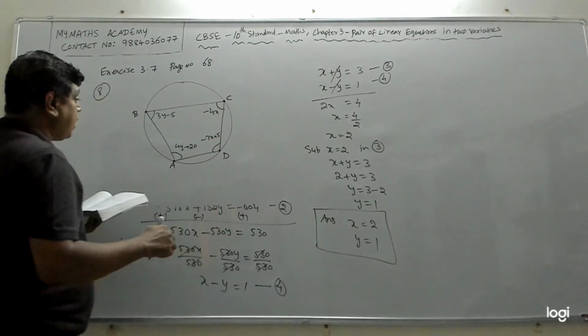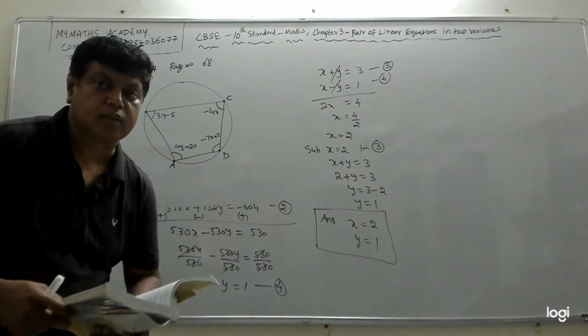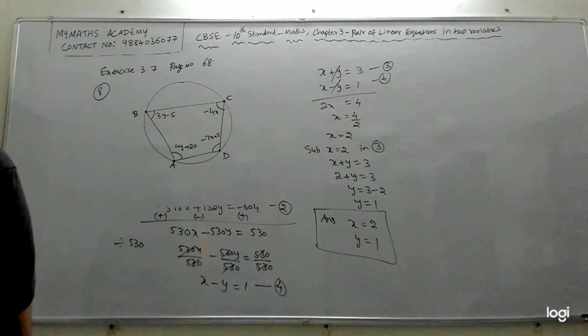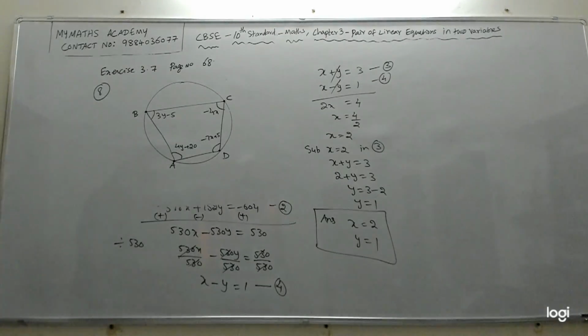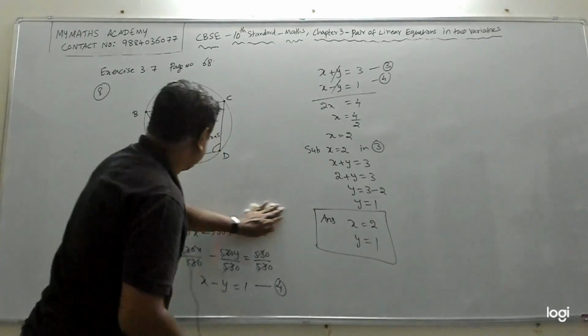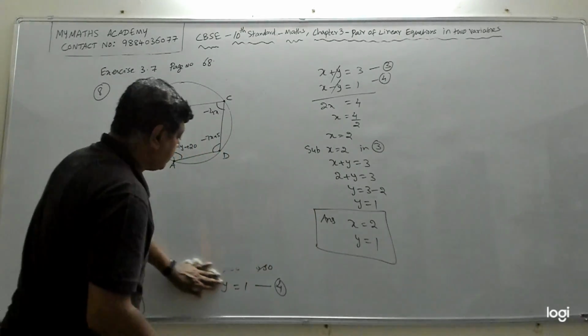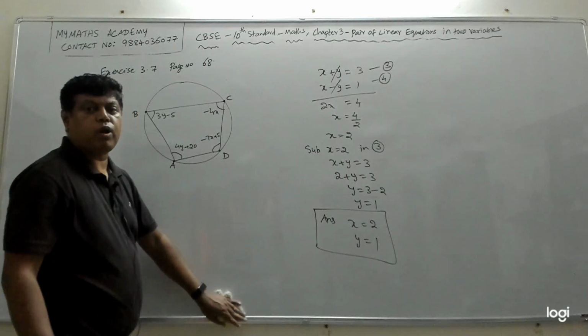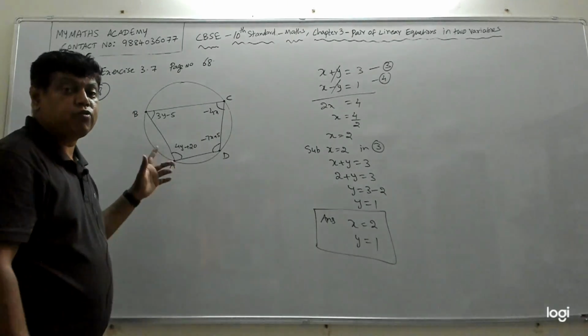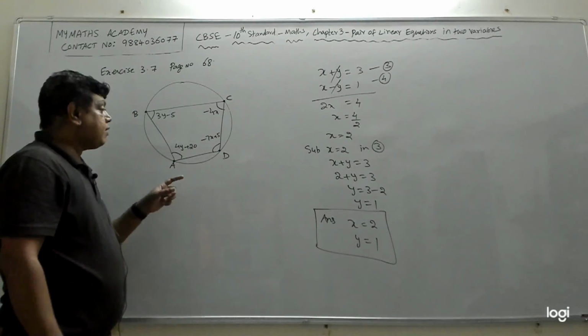Now we should find the value of the angles of the cyclic quadrilateral, which means we need to find what is angle A, what is angle B, what is angle C, and what is angle D. So this is the question. We can find the four angles if we can find the value of x and y.